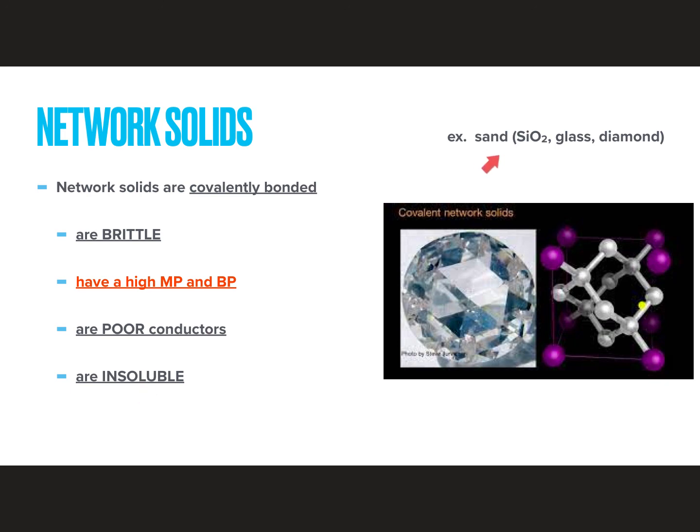And mostly you want to know just the examples. Things like sand, glass, or diamond, things like that. Graphite is another one. These are covalent compounds, however, they're very strongly bonded, so they fit into the category of network solids.